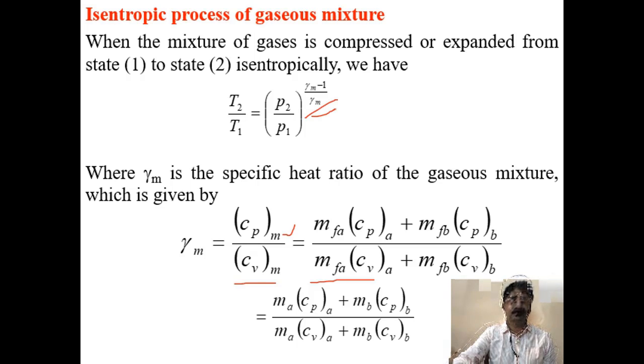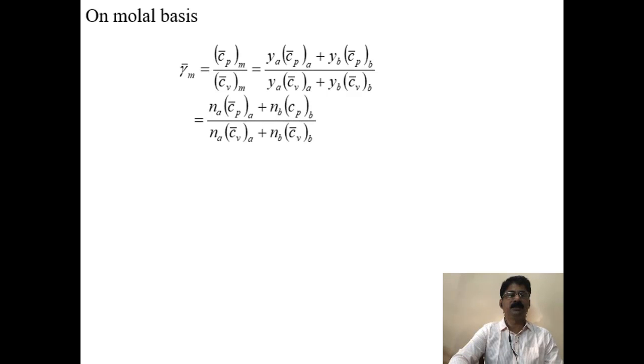So you can write MFA and MFB as mass of A and mass of B also. And on molal basis, you can write the ratio of the specific heats for the mixture, gamma m bar, as this expression, Cp bar for mixture divided by Cv bar for mixture. So Cp and Cv all should be taken on the molar basis.